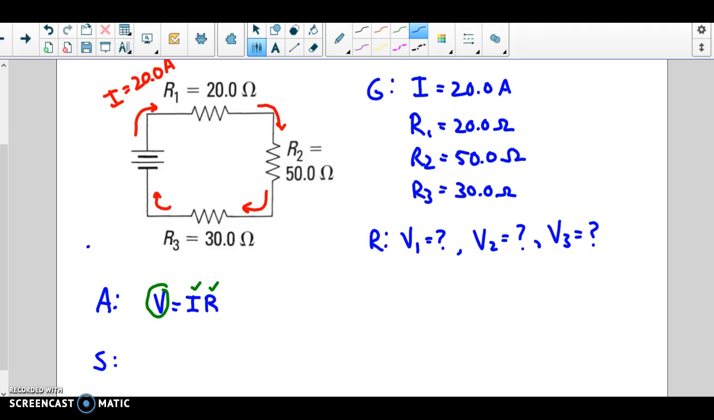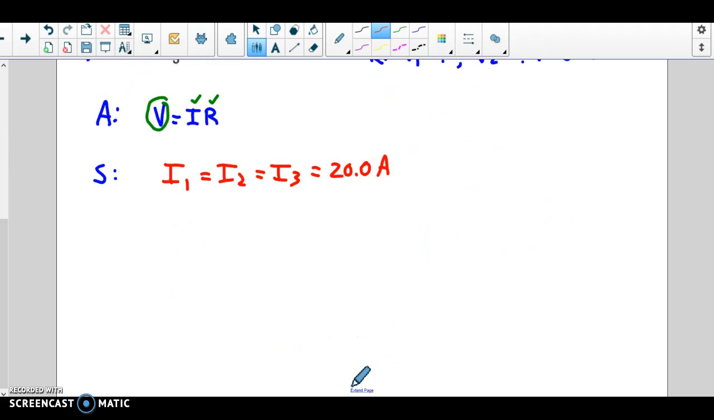The first thing I need to know to solve this problem is I need to recognize, because this is a series circuit, the current is the same at every point in the circuit. That means that the current through resistor 1 is the same as the current through resistor 2, which is the same as the current through resistor 3, which we are already given in the question, 20 amps. So that makes our lives a little bit easier.